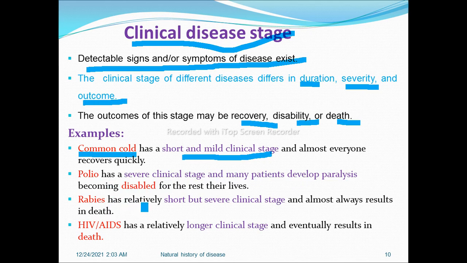In the case of rabies, a relatively short and severe clinical stage almost always results in death. HIV/AIDS has a relatively longer clinical stage and eventually results in death. So these diseases differ in outcome, but the clinical stage shows the severity, and the shortness or length of the disease shows the duration. So at the clinical stage, different diseases have different duration, severity, and outcome, as mentioned here.